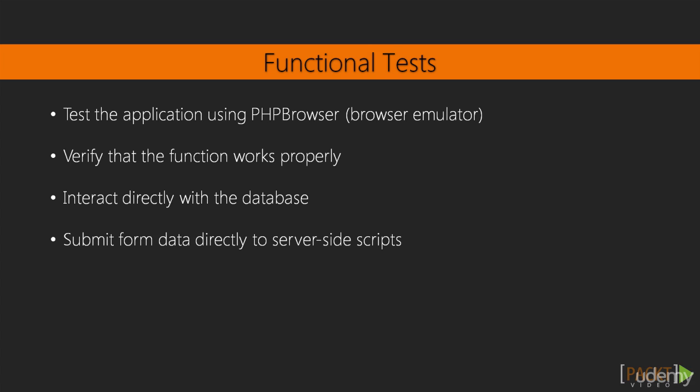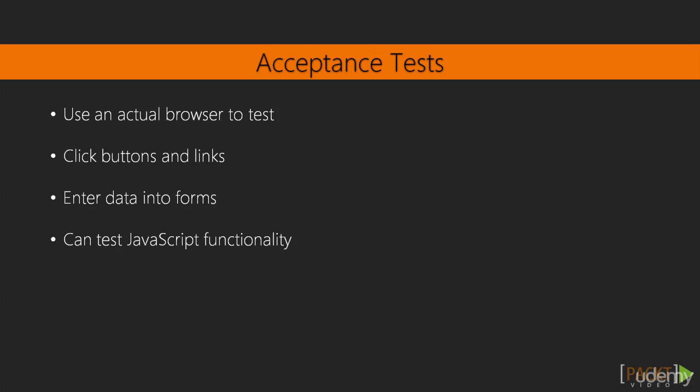Functional tests aim to test your application as a whole using a browser emulator, which in the case of Codeception is PHP Browser. They will load your pages and verify that they function as expected, but will do so programmatically. They can interact directly with the database and submit form data directly to your server-side scripts. By contrast, acceptance tests use an actual browser to test your pages. They actually click buttons and links, enter data into forms to trigger validation errors, and can even be used to test JavaScript functionality.